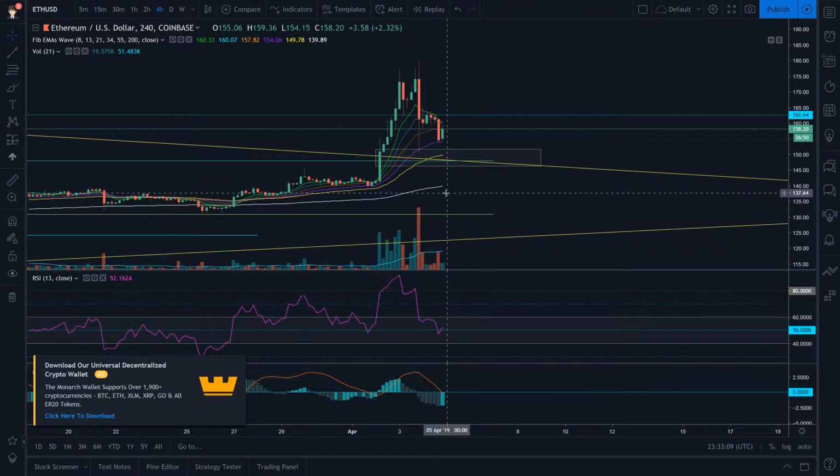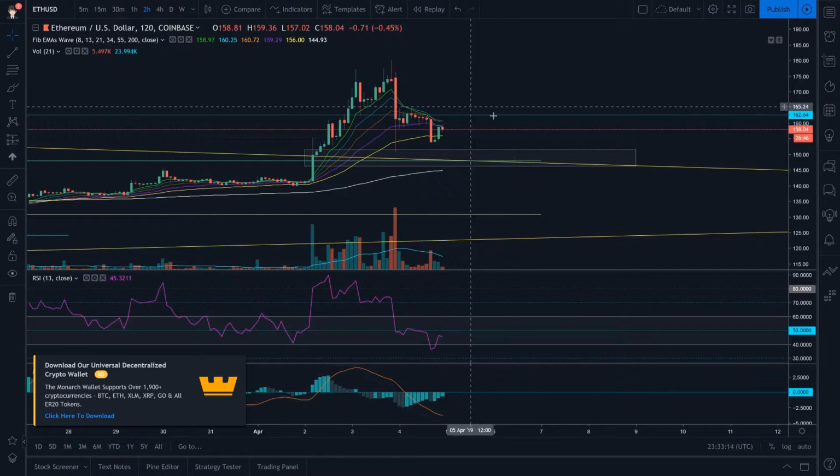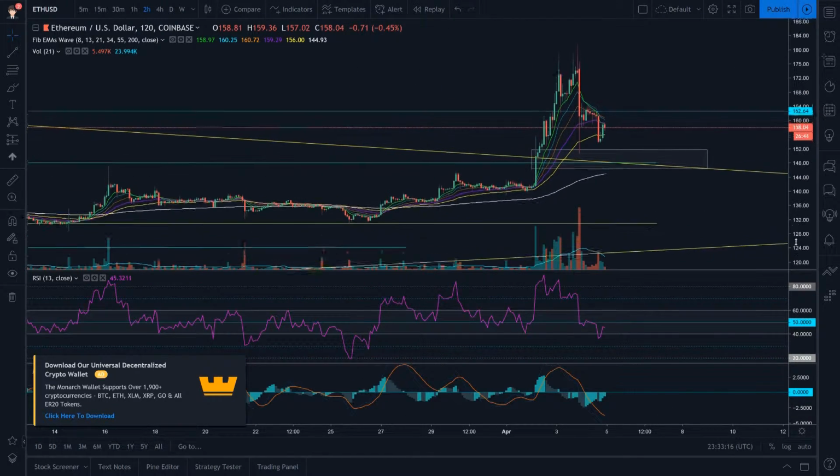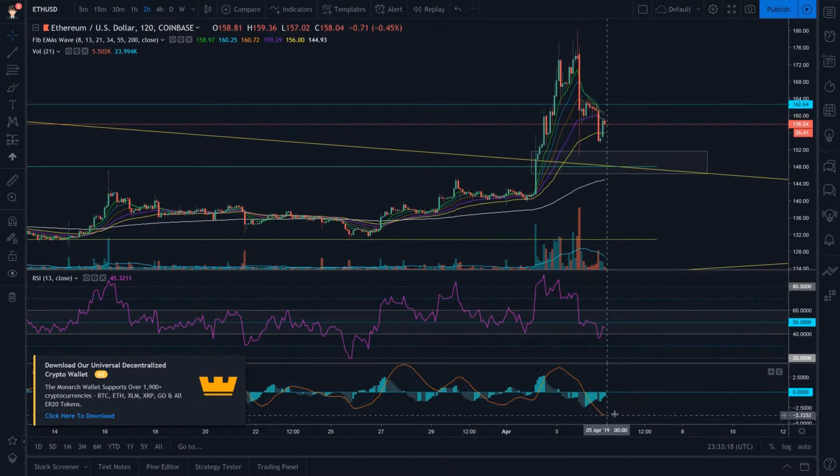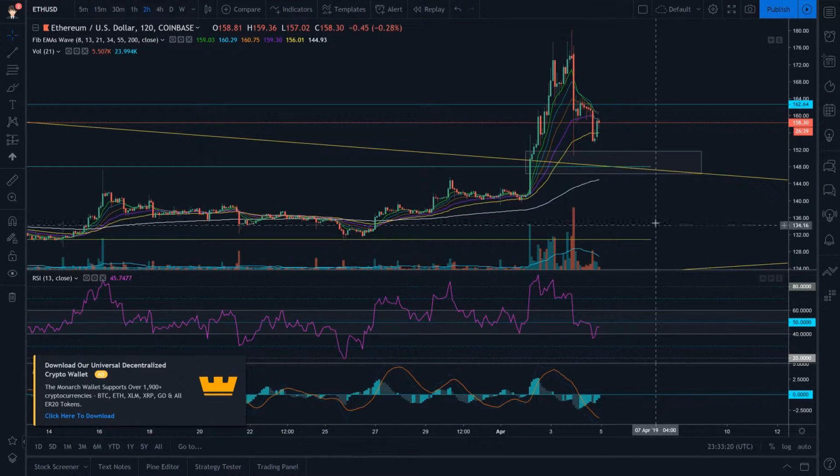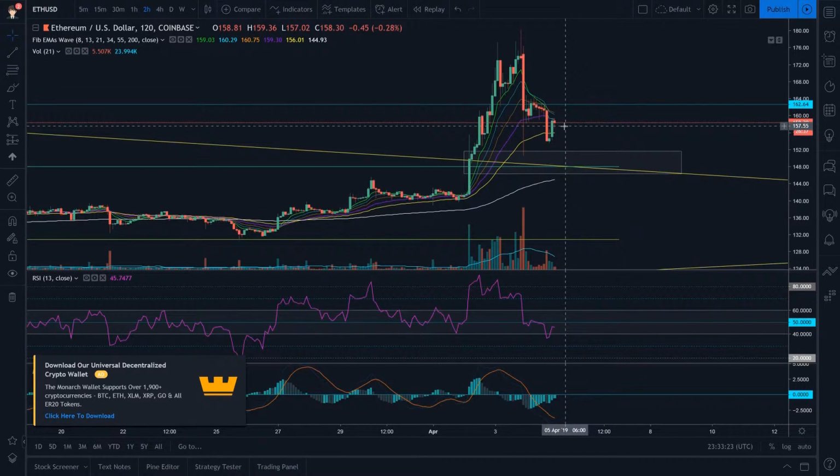So that's where we are on the 4-hour. Everything's still looking good. I'll move to the 2-hour, and you can see we're getting ready to cross over on the 2-hour. Histogram's looking good. Still above the 55 on the 2-hour.